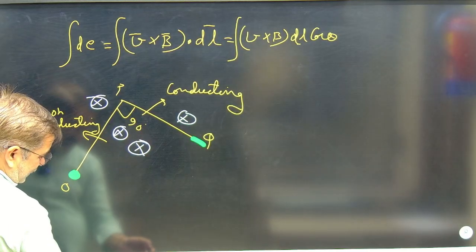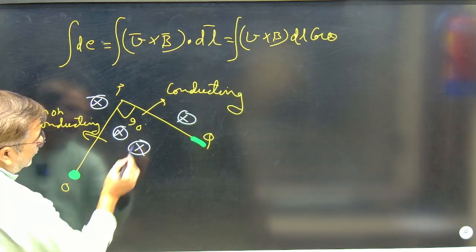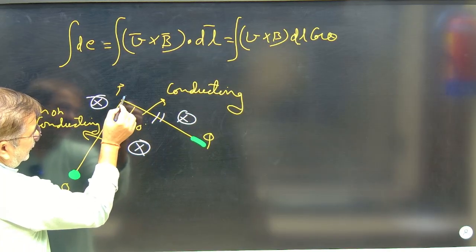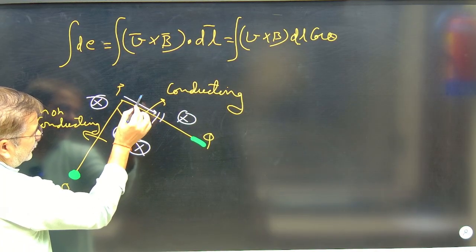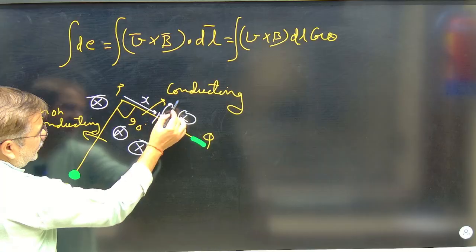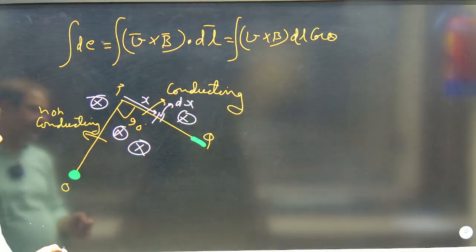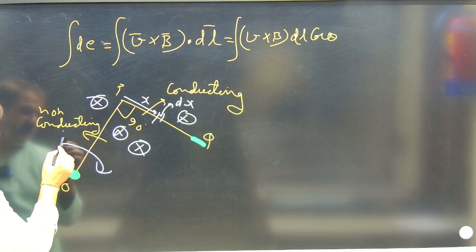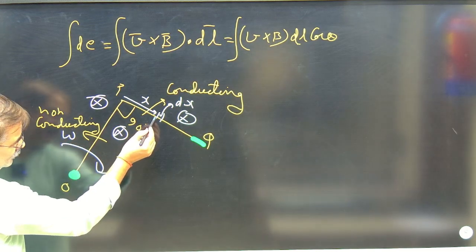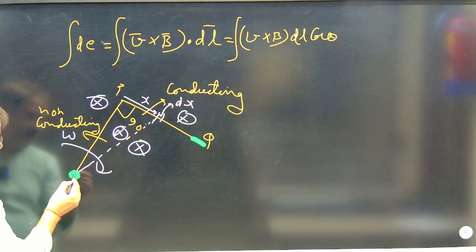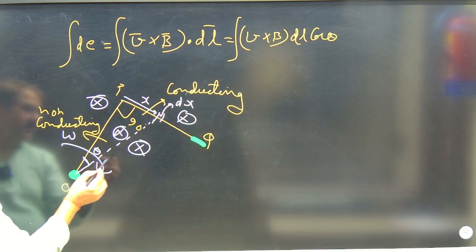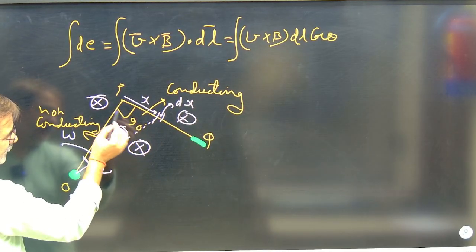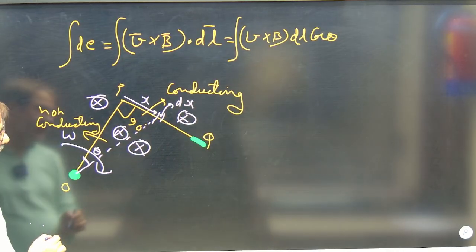And if I take some element of length here, say its distance from the point P is x and its extension is dx. It is rotating about this point O with constant angular velocity omega. I will join this point to O and say it forms angle theta. Its length is L, both are 90 degrees, and dx is the length happening here.